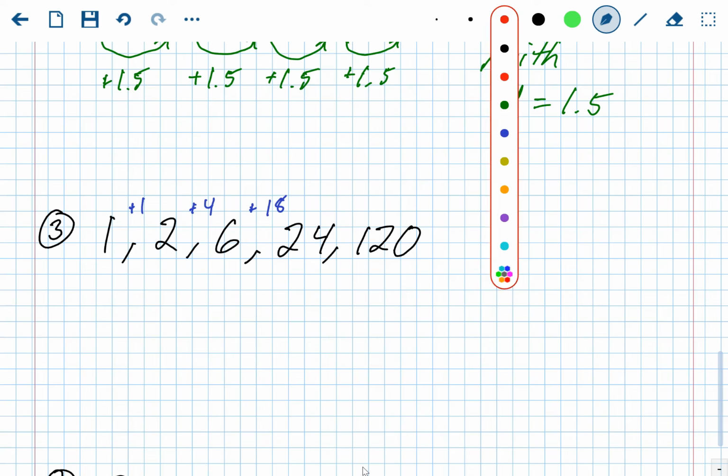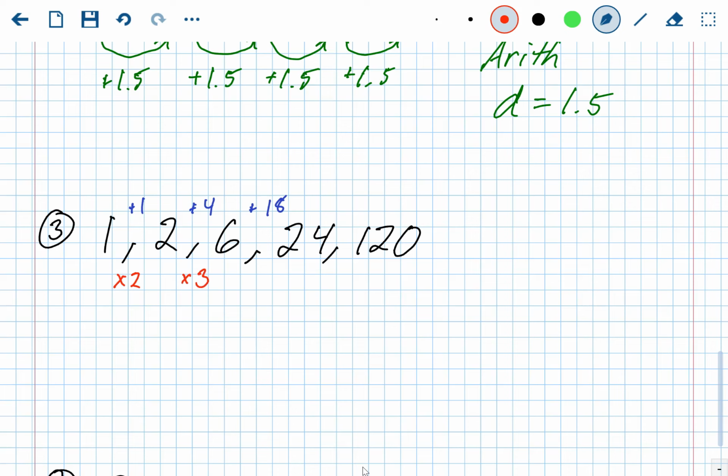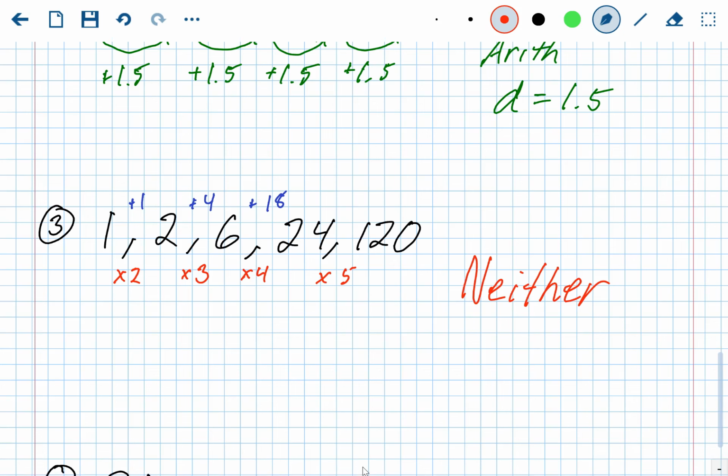Well, 1 times 2 gives me 2. 2 times 3 gives me 6. Going from 6 to 24 would be times 4. 24 to 120 is times 5. So this is a multiplication pattern. However, it's not multiplying by the same number. Just because it's a multiplication pattern doesn't make it a geometric sequence. So this one's neither. It could only be geometric if you're multiplying by the same number each time. So this one does have a pattern, but it's not arithmetic and it's not geometric. So we're just going to say neither.